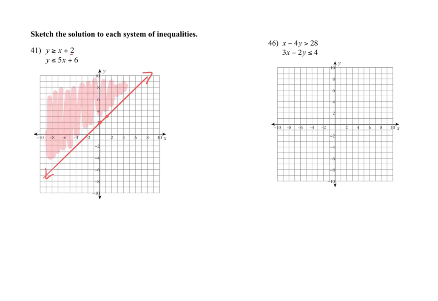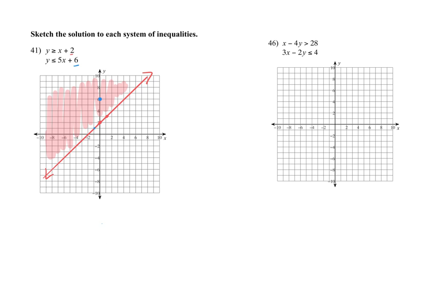My second line, I'm ready to graph. So I'm going to go to my y-intercept here, positive 6. Going up 5 will actually take me off the graph. So I'm actually going to go down 5. It's a positive slope, though. So if I go 1, 2, 3, 4, 5 down, I should go left 1. And so that's going to put me right here.